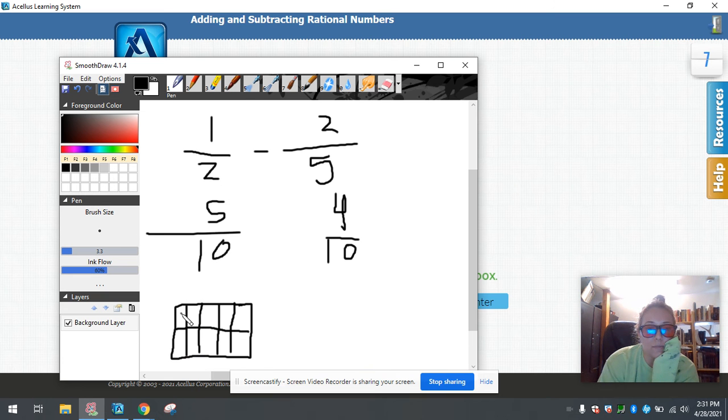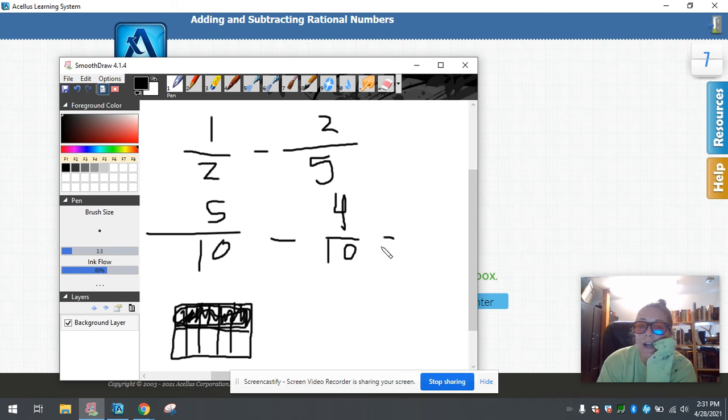Let's say I am really hungry, and I eat 5 of these brownie pieces. Am I still eating half of this whole entire batch of brownies? Well, yes, I am. 1/2 is equal to 5/10. Okay, 2/5 is equal to 4/10. For the sake of this problem, we're just doing 5/10 minus 4/10.